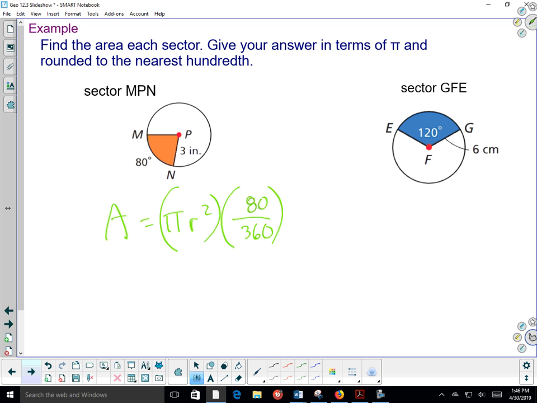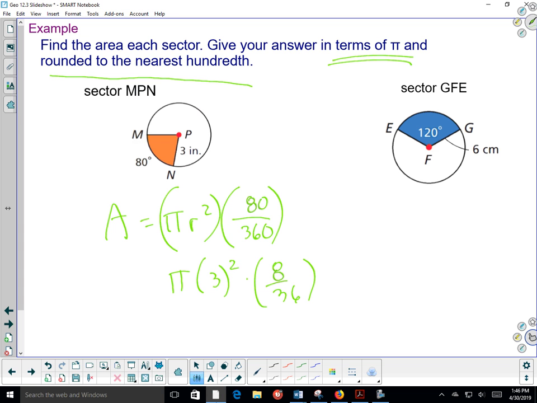Audrey? 3. So I get pi times 3 squared times 80 over 360, whatever that is. 8 over 36. Oh, by the way, look at the directions. It says give your answer in terms of pi and rounded to the nearest hundredth.